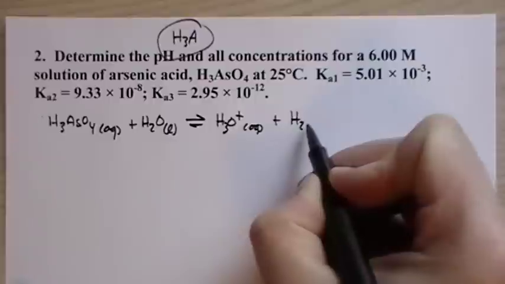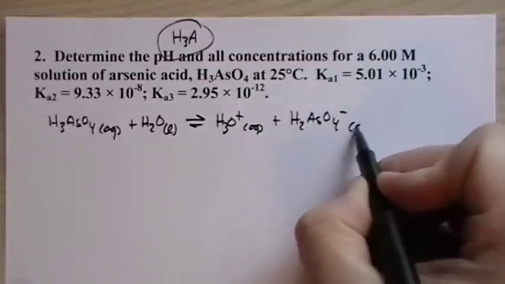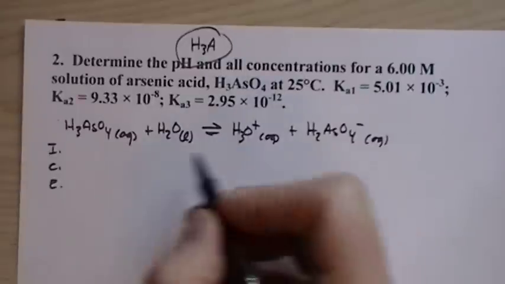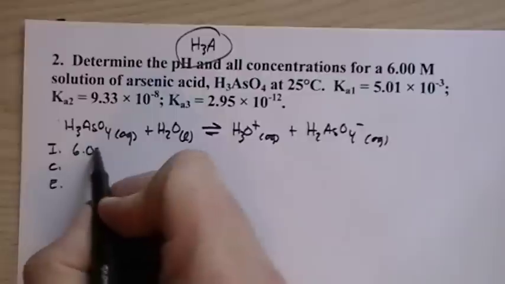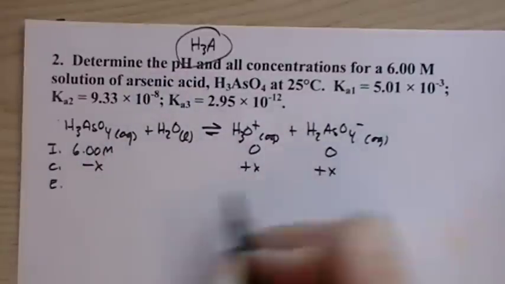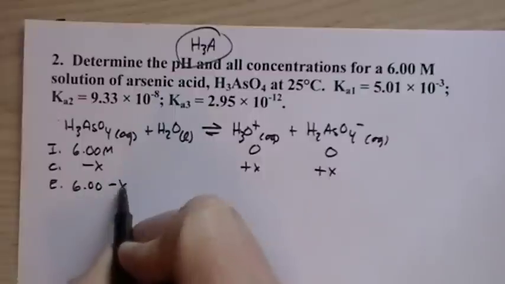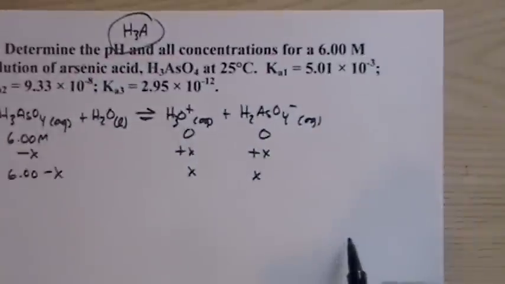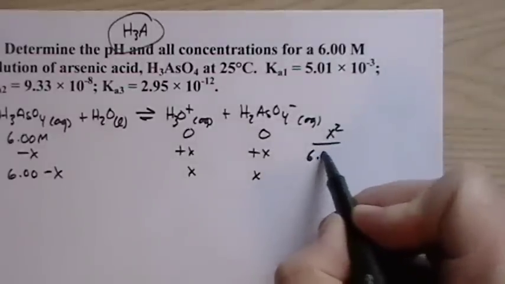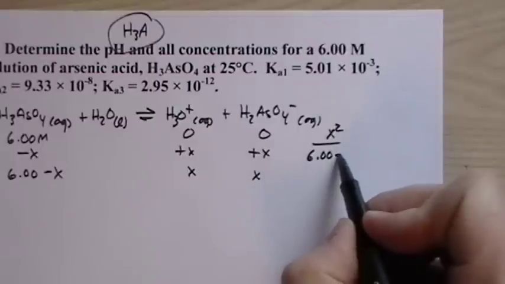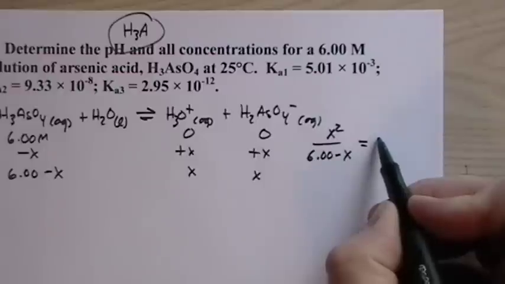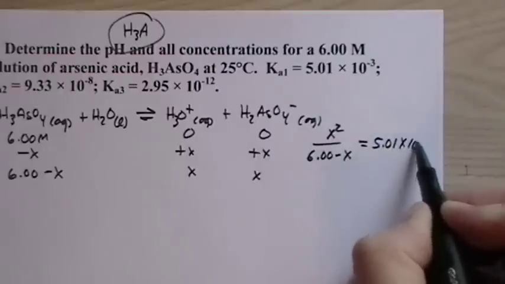And then we have H2AsO4 minus. ICE: 6 molar, 0, 0, minus X, plus X, plus X, 6.0 minus X, X, and X. I can even put it over here, X squared over 6.0 minus X is equal to 5.0 times 10 to the minus 3.